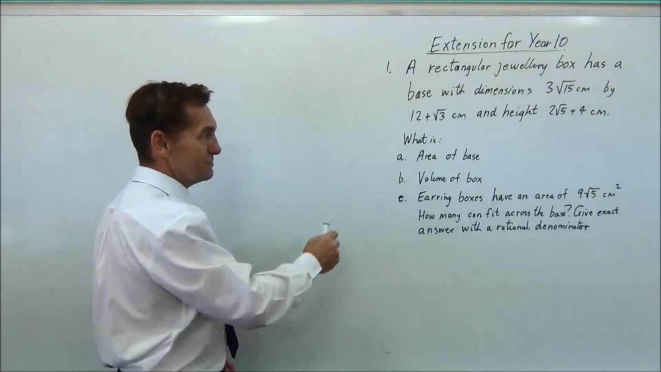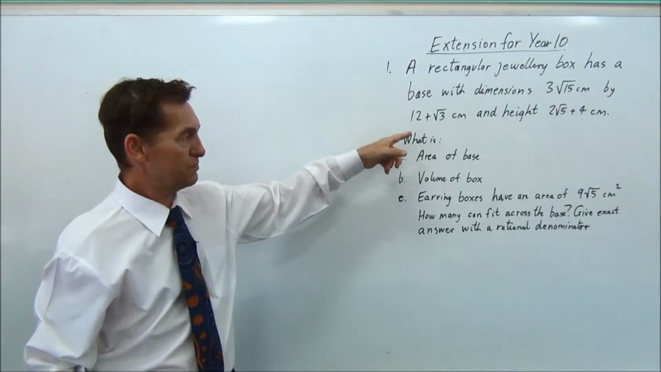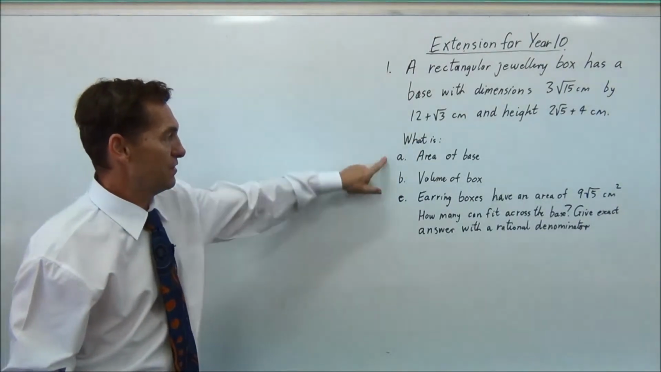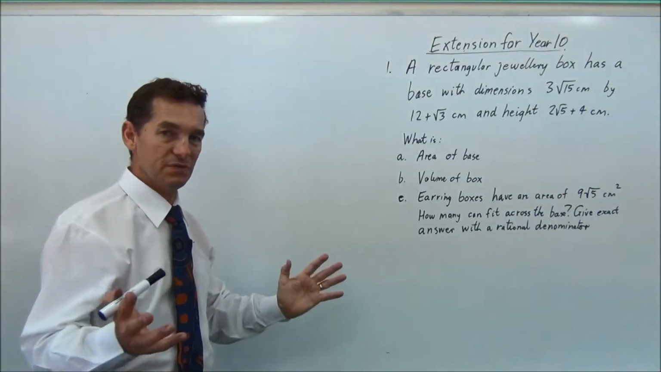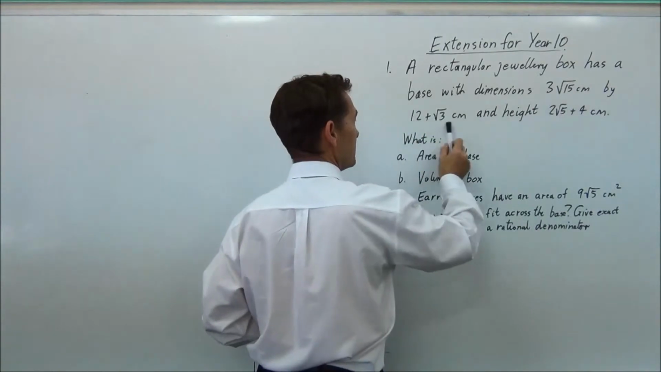A rectangular jewellery box has a base with dimensions 3 root 15, 12 plus root 3 and a height of 2 root 5 plus 4. What's the area of the base? So for this you're just going to multiply that number by that number.